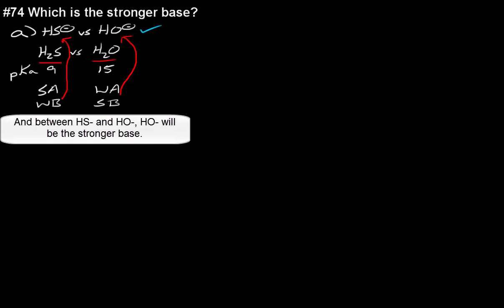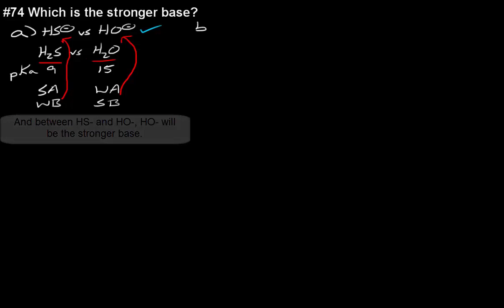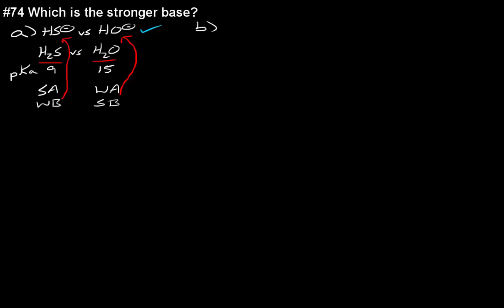All right. Second one, B, that we're going to compare is going to be CH3O minus, or methoxide, and we're going to compare that to methyl amide, so CH3NH minus.